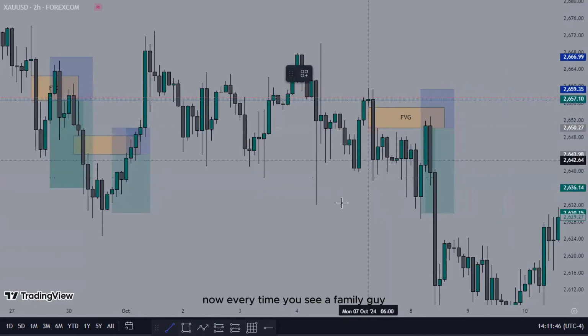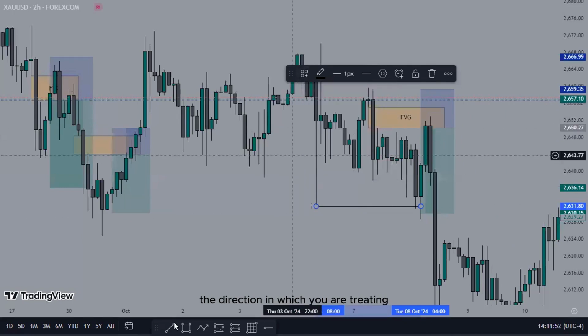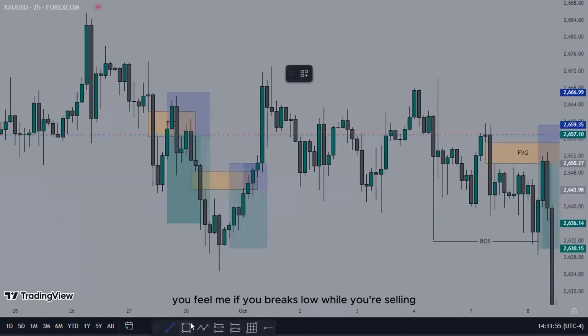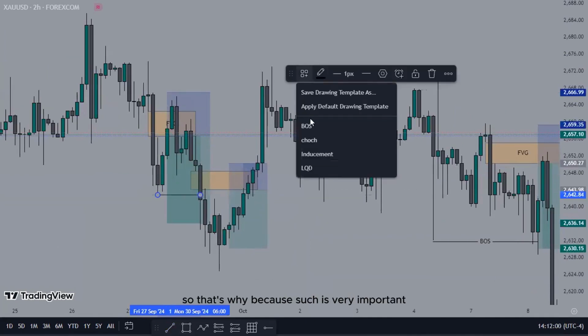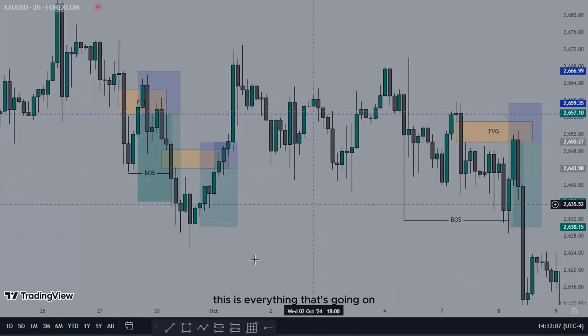All right. Now, every time you see a fair value gap, you have to make sure that it aligns with the break of structure. Don't just go and trade any fair value gap. The break of structure tells you the direction in which you are trading. You feel me? If it breaks lower, you are selling. If it breaks higher, then you are buying. So that's why break of structure is very, very important. Don't just see these lines as fancy. It's not fancy. You look at it and it tells you a story. It tells you what's going on. You feel me? Yeah, this is everything that's going on.